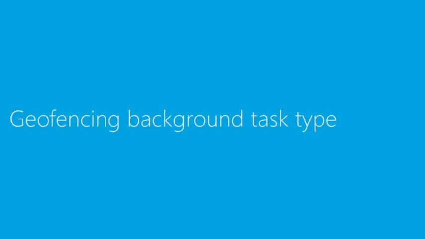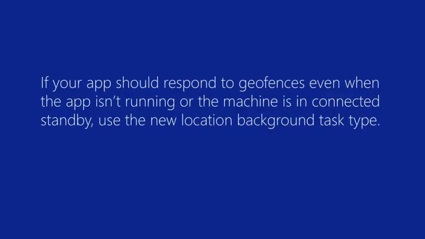All right, so now you know what geofencing is and how it works. What about if your app is in the background, suspended, or the system's in connected standby? Well, that's where the geofencing background task type comes into play. Windows has a background task infrastructure, which was also present in Windows 8, to enable lock screen apps to enable scenarios in these cases. In Windows 8.1, there is a brand new background task type specifically for geofencing.